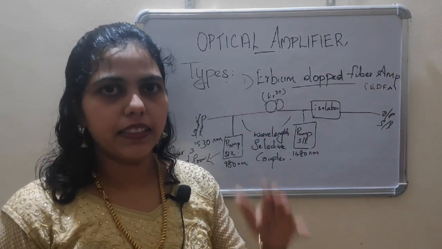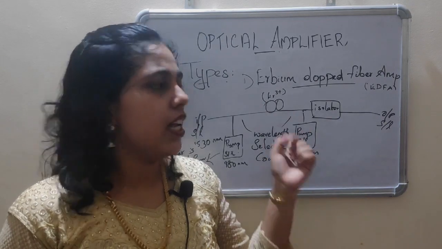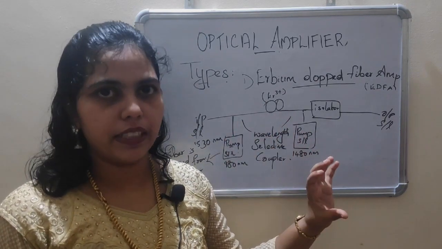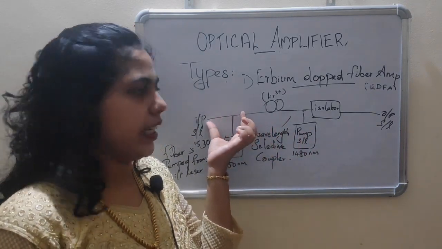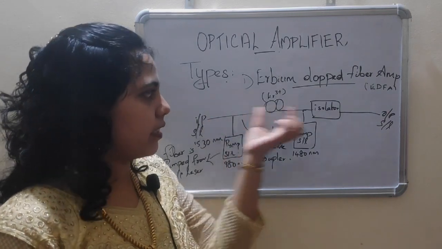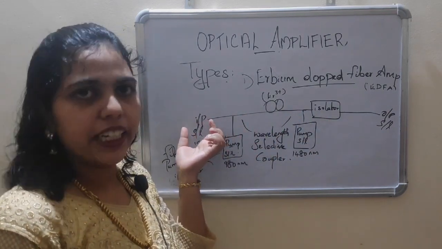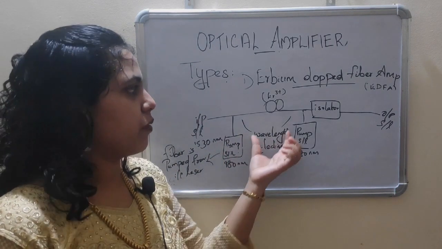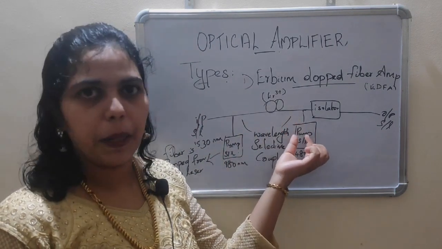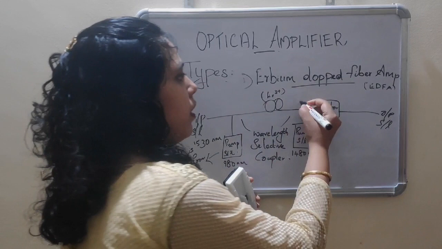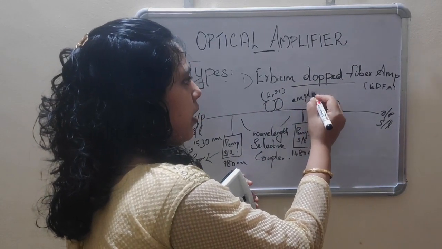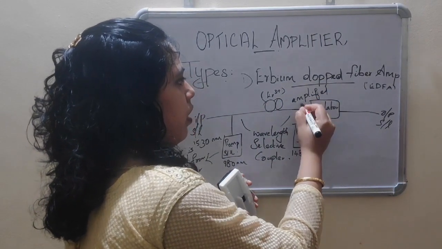The wavelength selective coupler will separate and combine the signals. First it will separate the input laser and pump signal. Next this coupler will combine the pump signal and amplifier signal. Here it is the amplifier signal.